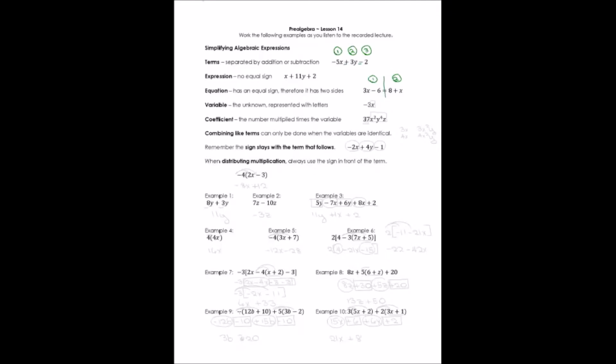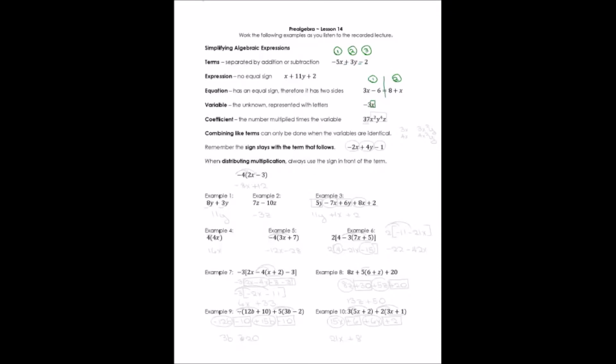The variable is the unknown. The unknown, and it is inside a term, is always represented by letters. In other words, when we see negative 3x, the unknown part of that is the x. X represents a number in this particular term. We don't know what that number is. That's why we have to represent it with something that we can find out the answer to later, the unknown or the letter x. The coefficient is the number that's multiplied times the variable.